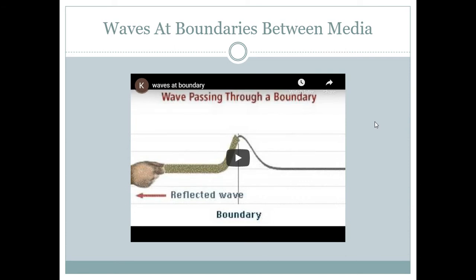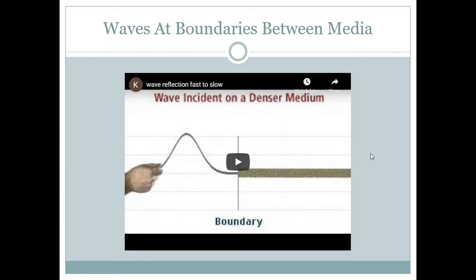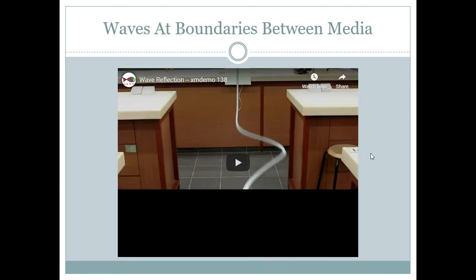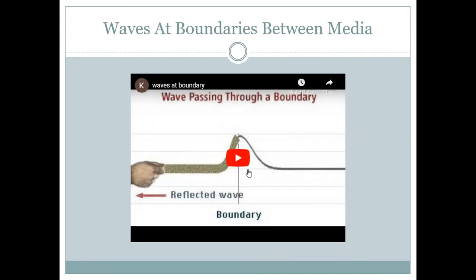Let's say that we have a really heavy slinky and a really light slinky, or a heavy rope and a light rope attached to each other. What we're going to do is send in a pulse, so fast to slow, and this one here is slow to fast. So we're going to send in a heavy medium, large inertia, slow wave, and it's going to hit a fast medium here, which is a low inertia medium, and we're going to see what happens at the boundary.